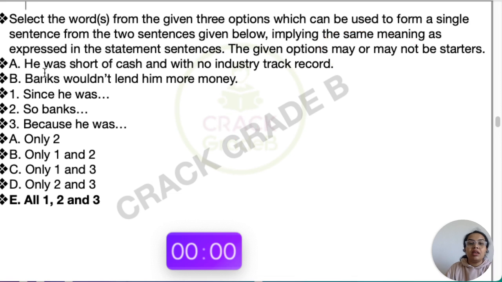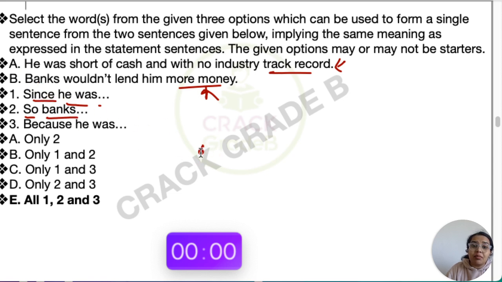He was short of cash. That means he didn't have cash, and with no industry track record, also he didn't have proper documents. Banks would not lend him more money. See, he has no money. He's in need of money, but he doesn't have the required documents and all. So we can use all three of them since he was. So banks. So you can say since.